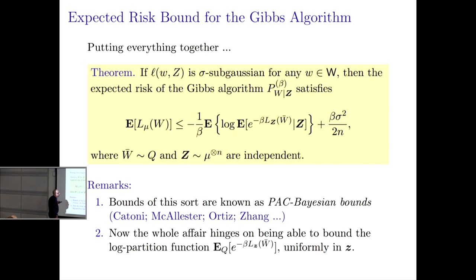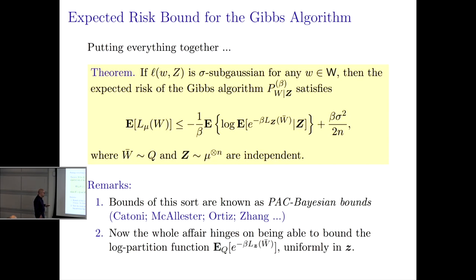And so what we have here is Z, the data, and W bar. Z and W bar are independent, but W bar is sampled from this prior distribution Q that does not depend on anything. And the idea is that sometimes you can actually get a pretty good handle on what this quantity evaluates to.